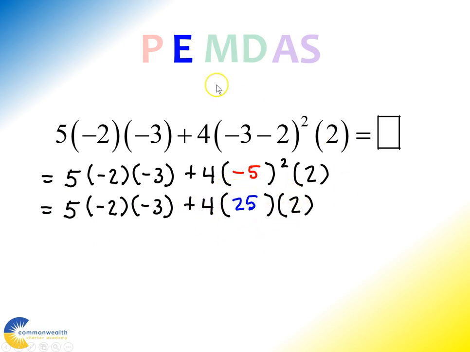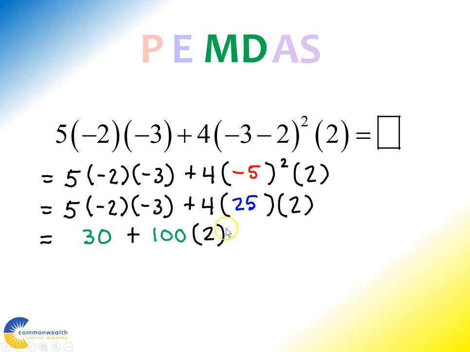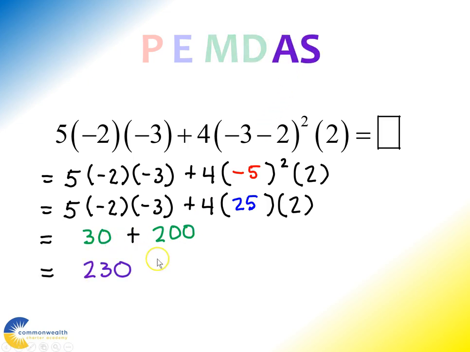Now, according to the order of operations, I'm going to handle the multiplications first, because multiplications and divisions are next. But again, I'm going to make sure I'm doing them from left to right. So 5 times negative 2 becomes negative 10. Negative 10 times negative 3 becomes a positive 30. I'm still going to have my plus sign. 4 times 25 is 100, so I have 100 times 2, and 100 times 2 is 200. And so now I go to my addition and subtraction, which I only have an addition. It's going to end up being 230.